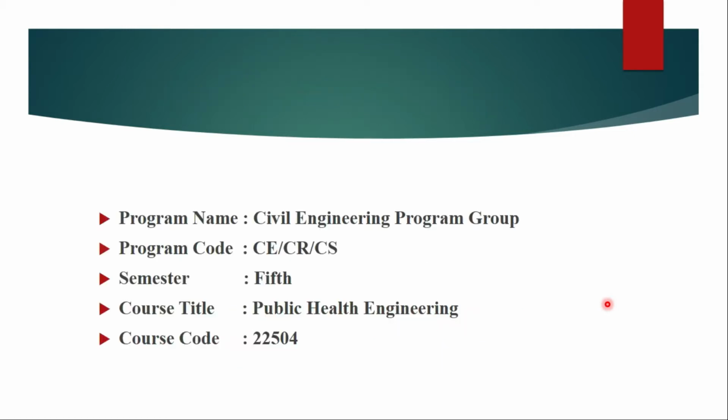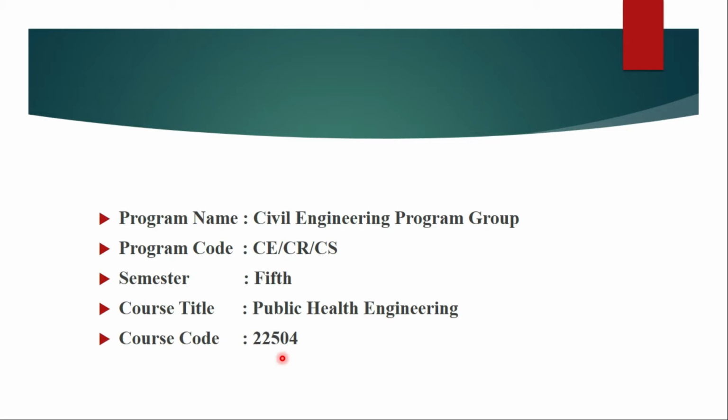In this slide, we learn about course details. The course title or subject name is Public Health Engineering and its course code is 22504. This subject is also called Environmental Engineering in the degree course. Most of the syllabus of Public Health Engineering is the same as at degree level also.